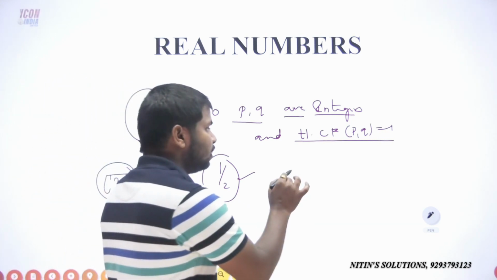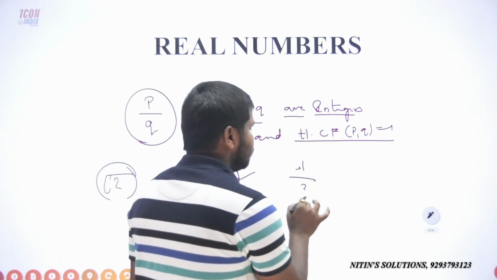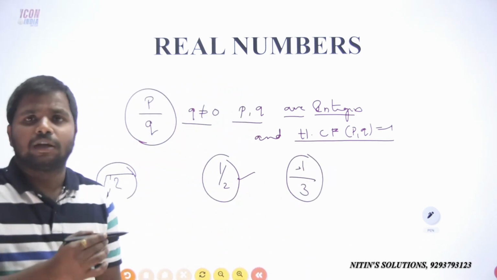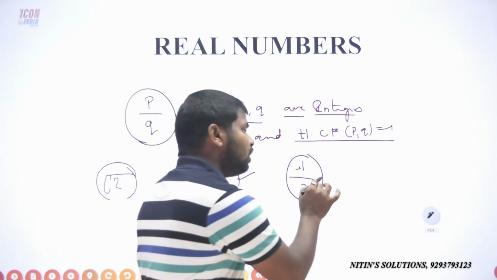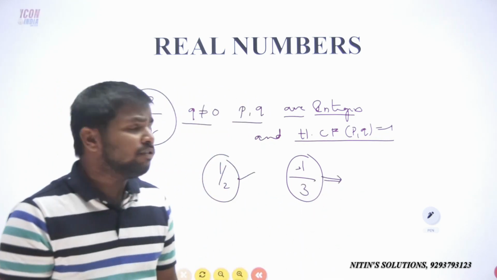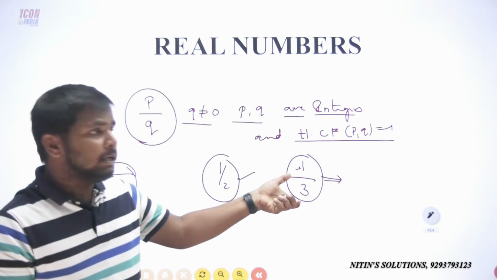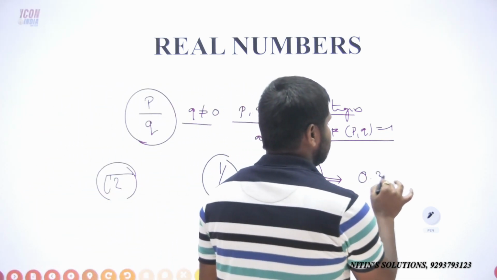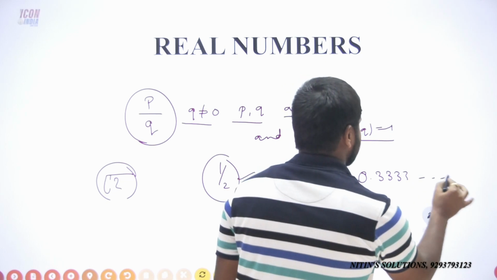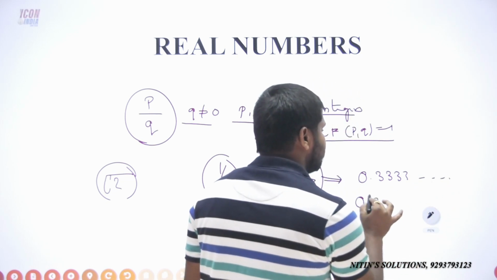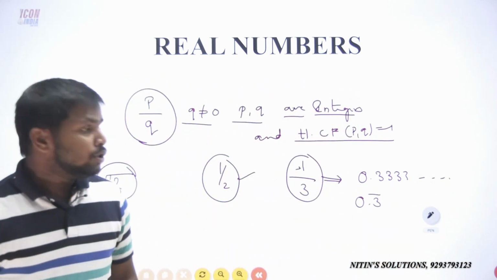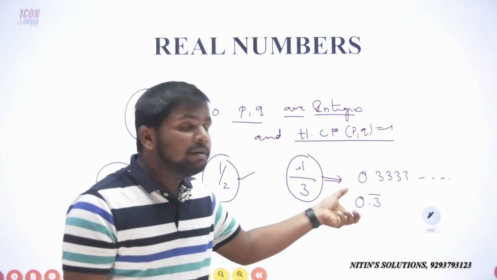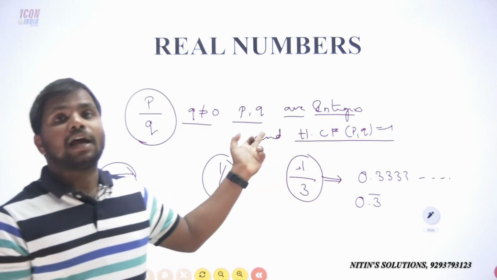If I have a number 1 by 3, it can also be approximately represented on the number line. Why? Because when we solve the value for 1 by 3, the value will be approximately 0.33333 and so on, that is 0.3 bar, which is a non-terminating recurring decimal, right? Non-terminating recurring decimals are considered rational numbers.